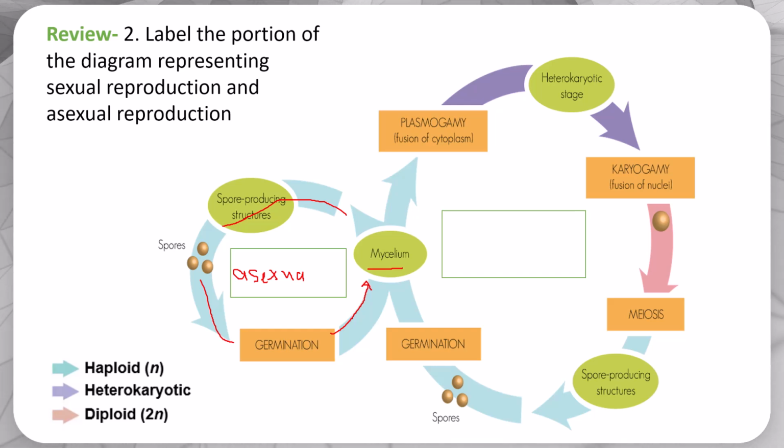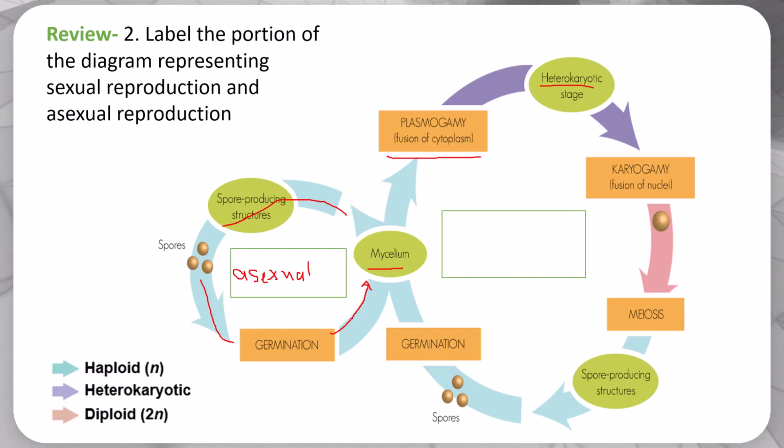It's just pretty simple. So then on this other side, we have the mycelium and we have plasmogamy, or fusion of cytoplasm. So two hyphae grow together and fuse together. Then we have that heterokaryotic stage, which our previous slide said dikaryotic stage, but that's saying the same thing, right? Di is 2, hetero is different. So heterokaryotic, different nucleus stage, or dikaryotic, 2 nucleus stage. It's literally the same thing.